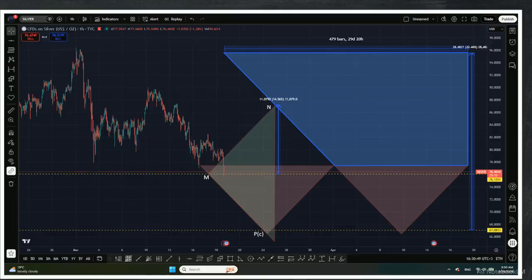Returning to the visual chart, we map our structural objectives. Target 1 is at the lower boundary of the blue trapezoid, at 77.4. Target 2 is precisely at apex N, locking in at 87.12. Target 3 lies at the topmost boundary, recorded at 95.57.